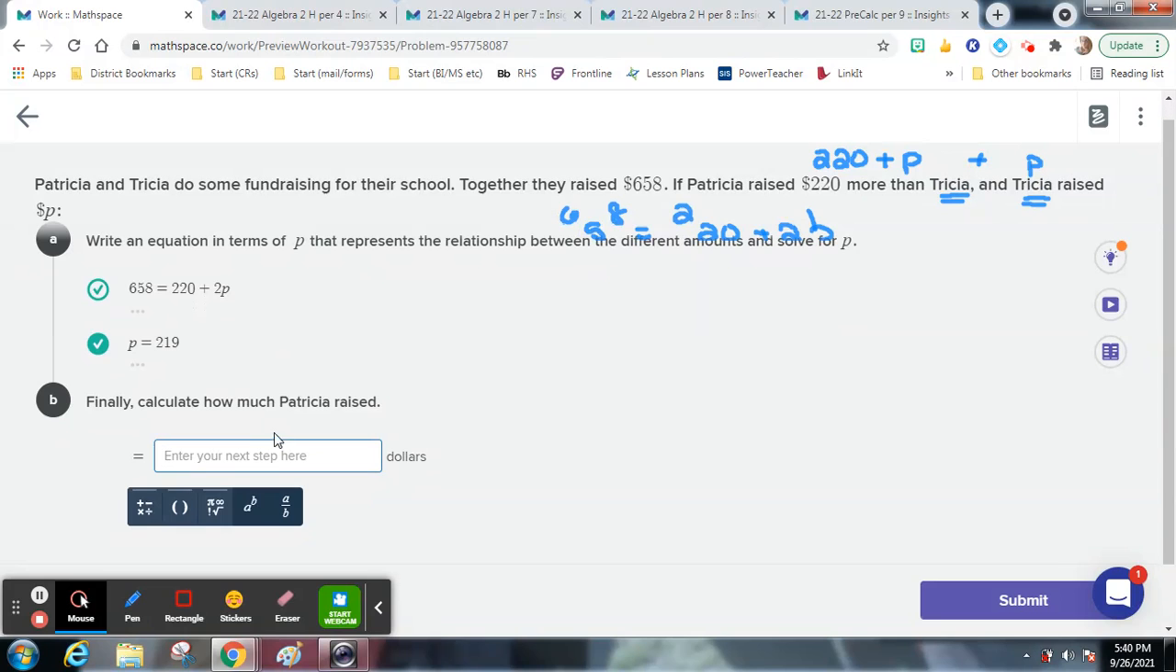And finally, calculate how much Patricia raised. Well, if P is 219 and Patricia raised 220 more than that, I would add 220 to the 219 and get 439.